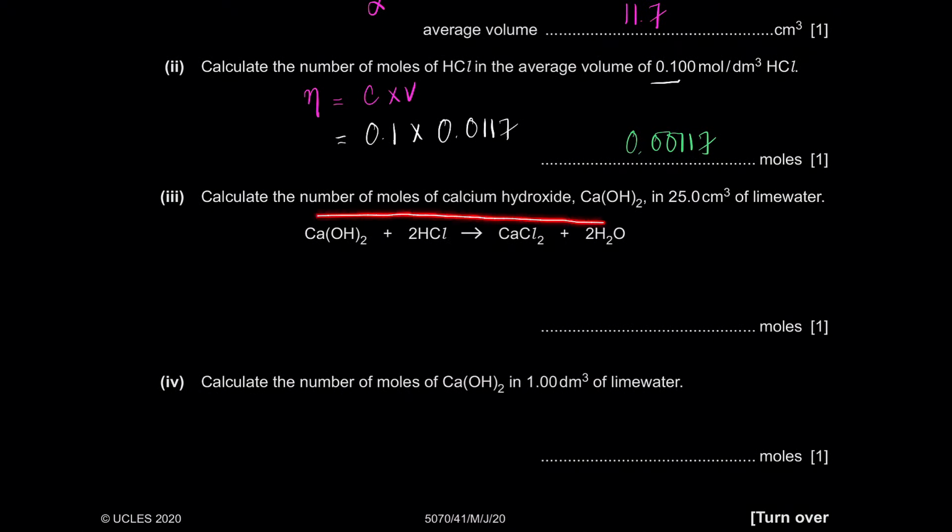Calculate the number of moles of calcium hydroxide. But for 1 mark, I think if you write it, it's completely fine. Calculate the number of moles of calcium hydroxide in 25 centimeter cube of lime water. So this is the amount that was neutralized by these many moles. So it's just in the correct ratio. Let's go back to pink. 0.00117 is the acid. How much is this going to be? The ratio between them is 2:1. So I have to divide this value by 2.